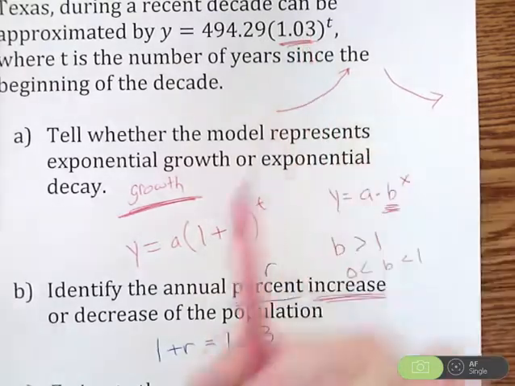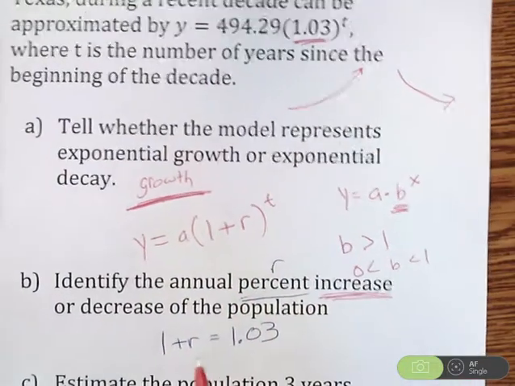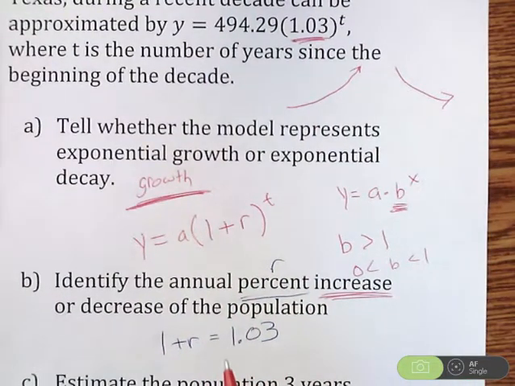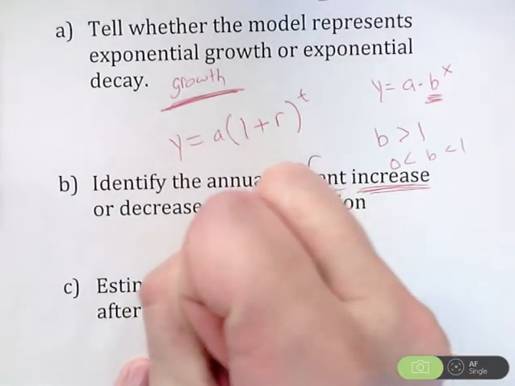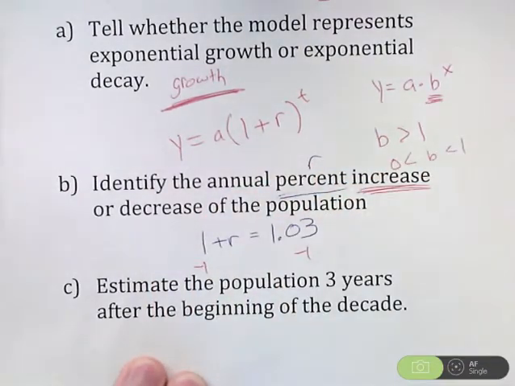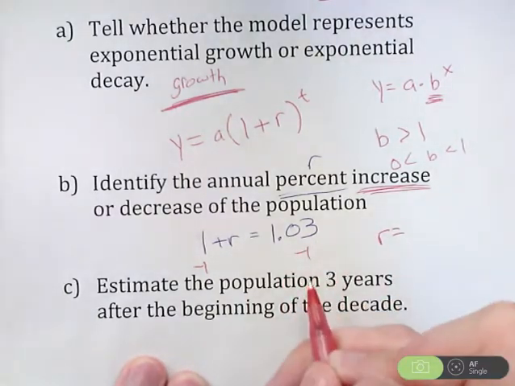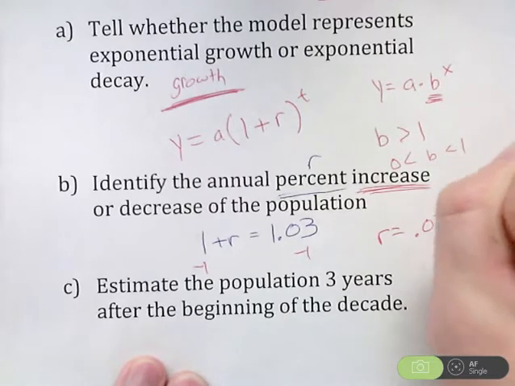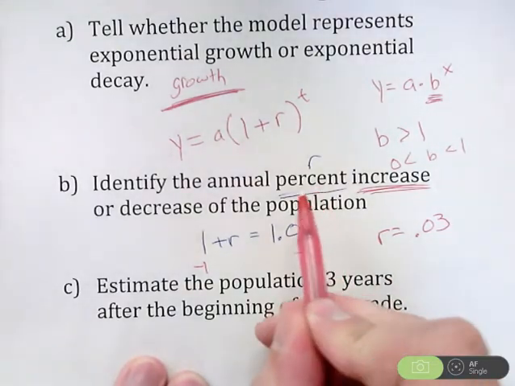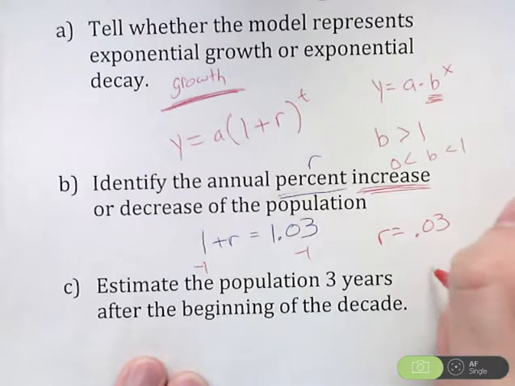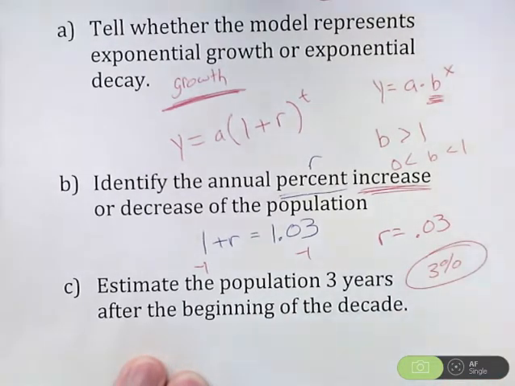So I know the inside here is the same as the inside here. So what I did is I just set them equal to each other since I know they're supposed to be the same. And since I want to know what's the percent increase or decrease, I just have to solve this for r. So it's a very, very basic equation there. You just subtract 1 from both sides. And on the left side, we get r. On the right side, 1.03 minus 1 is 0.03. But they want to know the percent. 0.03 is 3%.